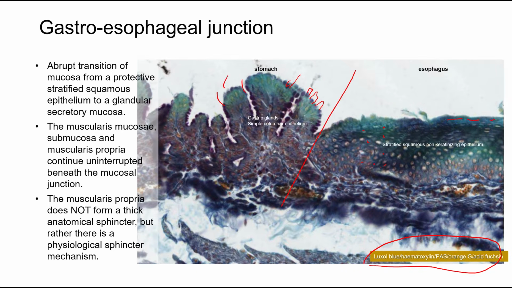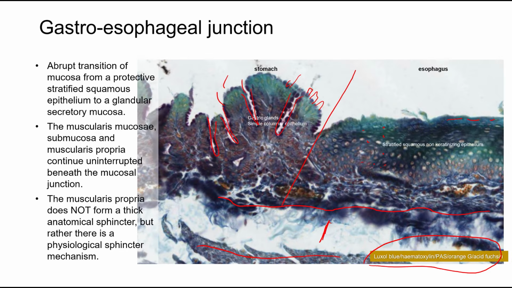So this is the stomach, and these are the gastric glands, the tubular glands here. These are the gastric pits leading to the gastric glands. This is the region of the muscularis mucosa. Here's the submucosa, and then the muscle layer. You can see that the muscle layer is not thickened. It's the same. Muscularis propria is the same.